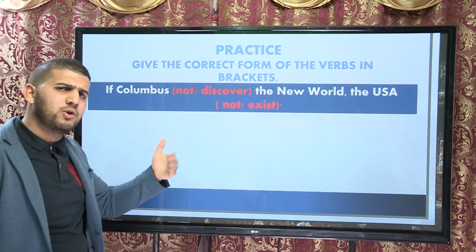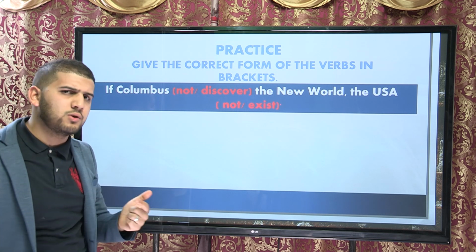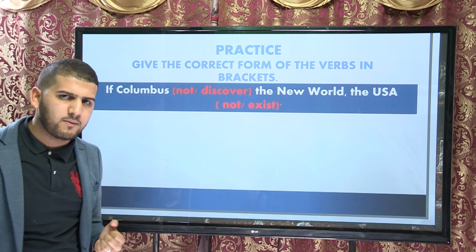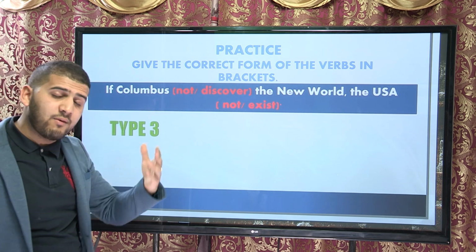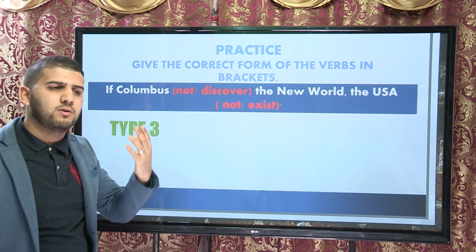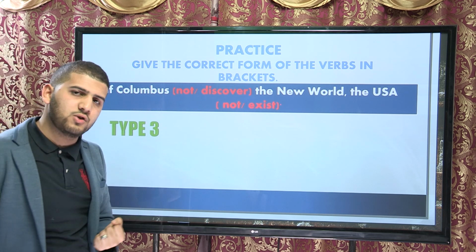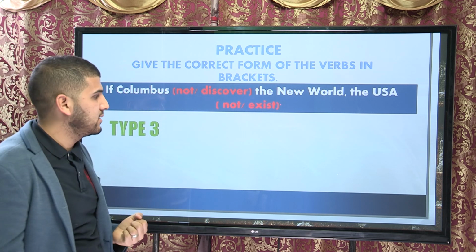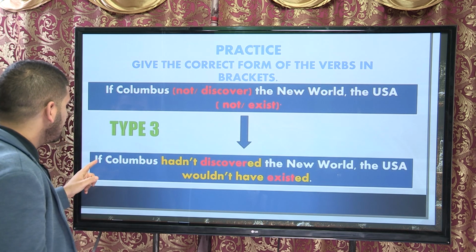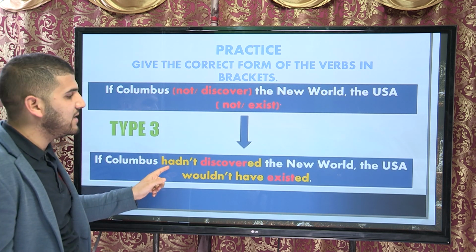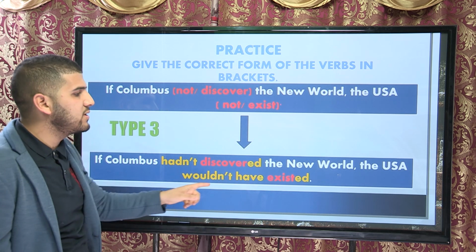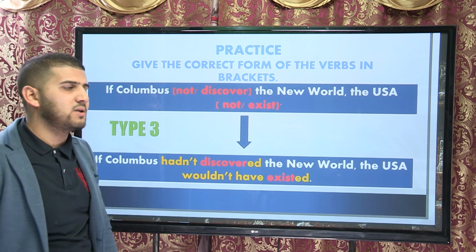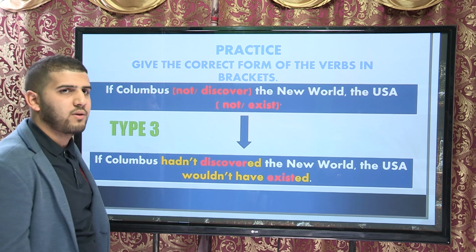So which type should we use? Is it type 1, 2, or 3? Think about it. Yeah, actually it's type 3. We are imagining a different reality or a different situation in the past. So, if Columbus hadn't discovered the New World, the USA wouldn't have existed. So this is if conditional type 3.